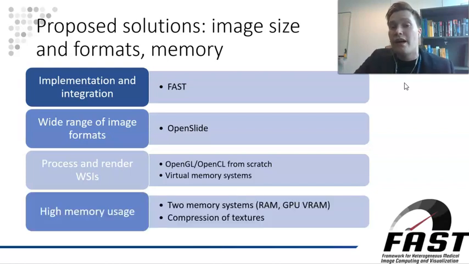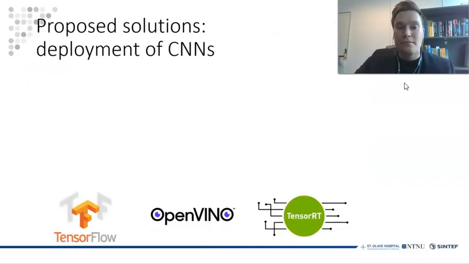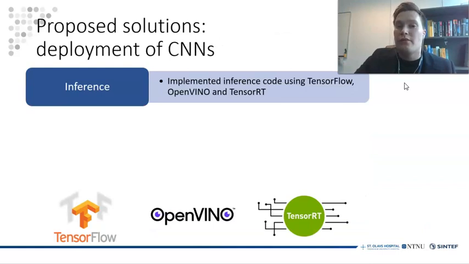Since we are processing and rendering, we're using two different memory systems, handling both RAM and GPU RAM. In rendering, to further reduce memory usage, we are compressing textures, for instance, for high-res segmentations and bounding box detections. Now, to deploy CNNs, we chose to implement inference code using TensorFlow, OpenVINO, and TensorRT, as they're all implemented in C++ and are already made available through FAST.